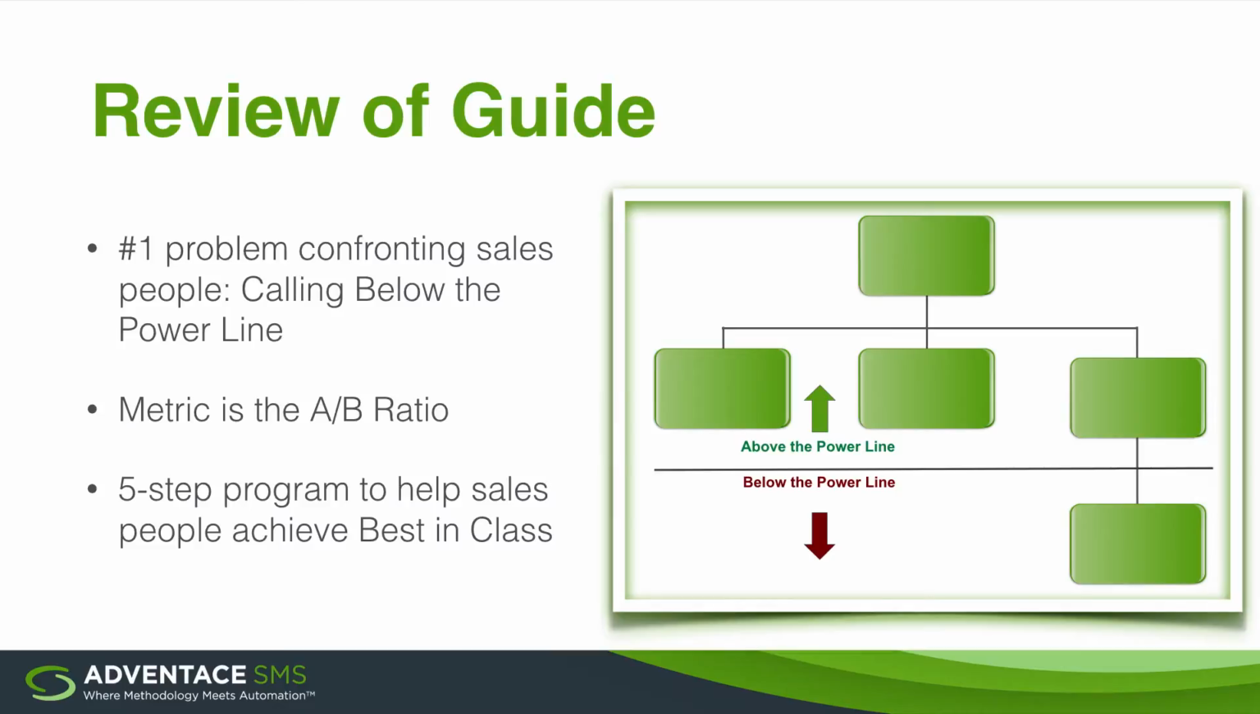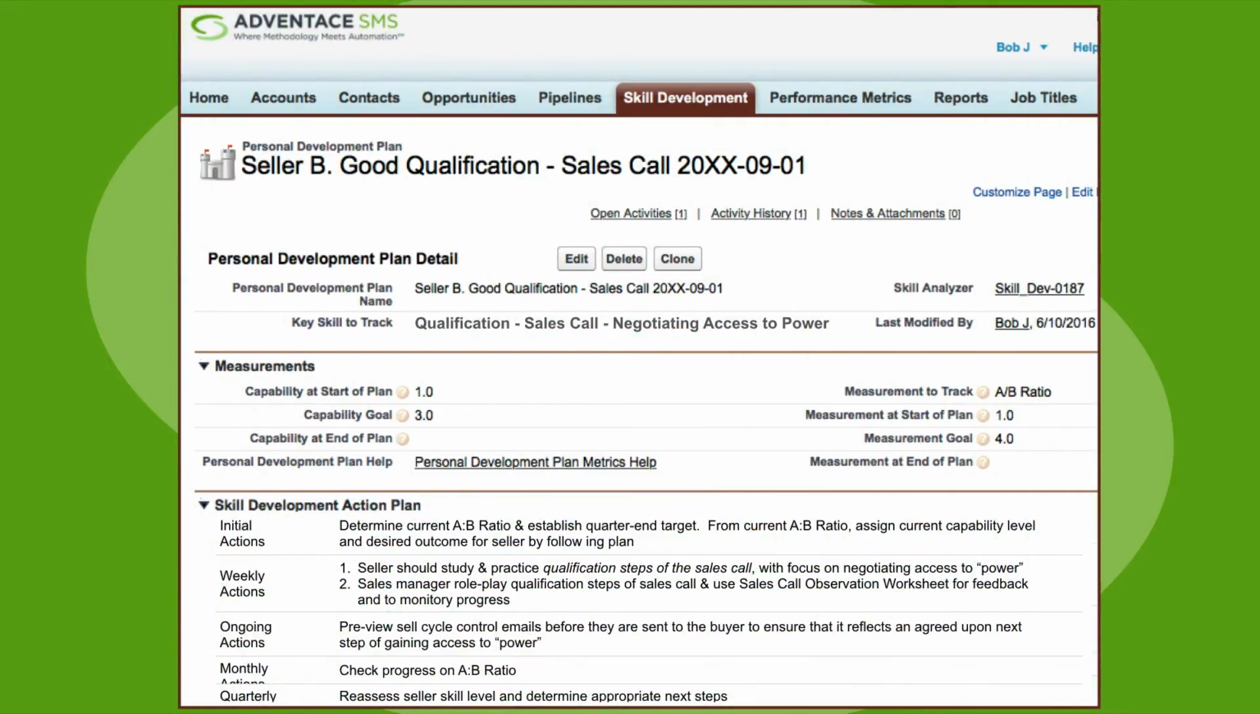But sellers will likely have a number of opportunities with buyers who are still below the power line. And to gain access to power, they'll have to professionally and assertively get that buyer to give them access to power. Therefore, the purpose of this video is to complement that guide by providing a very targeted method to help salespeople negotiate with a buyer who is below the power line to gain access up.